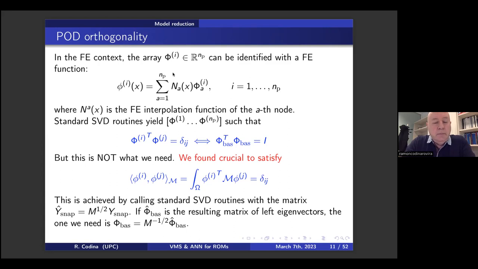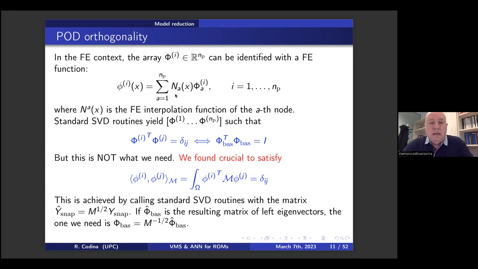When we perform the SVD decomposition of the matrix of snapshots, we get arrays, vectors of size NP. But we may identify them as finite element functions simply by considering that these components are the nodal values. I said at the beginning that we can assume that we have a Lagrange interpolation, for instance. So we may understand these arrays as the nodal values of certain basis functions little phi, here with the superscript i to indicate that we have as many as NP of them. Those nodal values are multiplied by the standard interpolation functions of the finite element approximation, N_A, also called shape functions. Therefore we can associate to the array capital phi a finite element function, little phi.